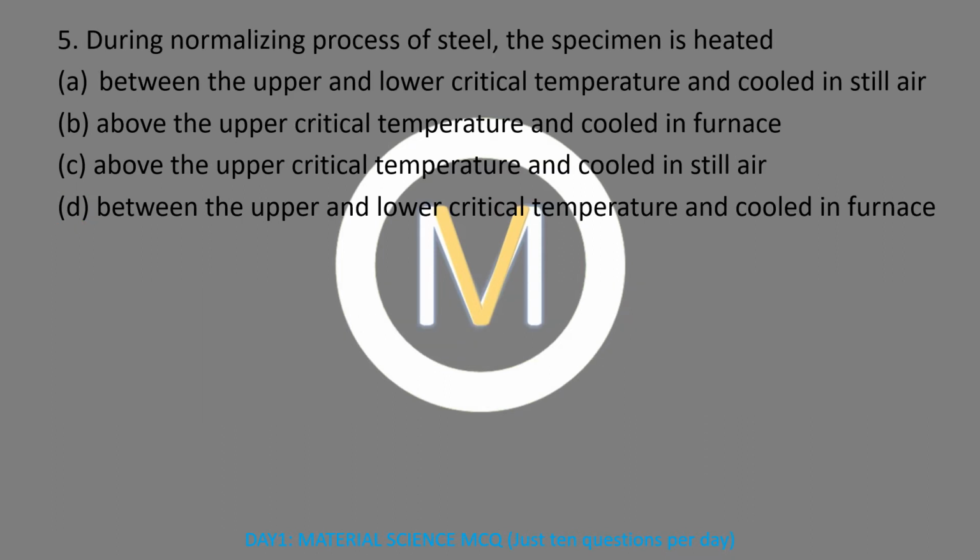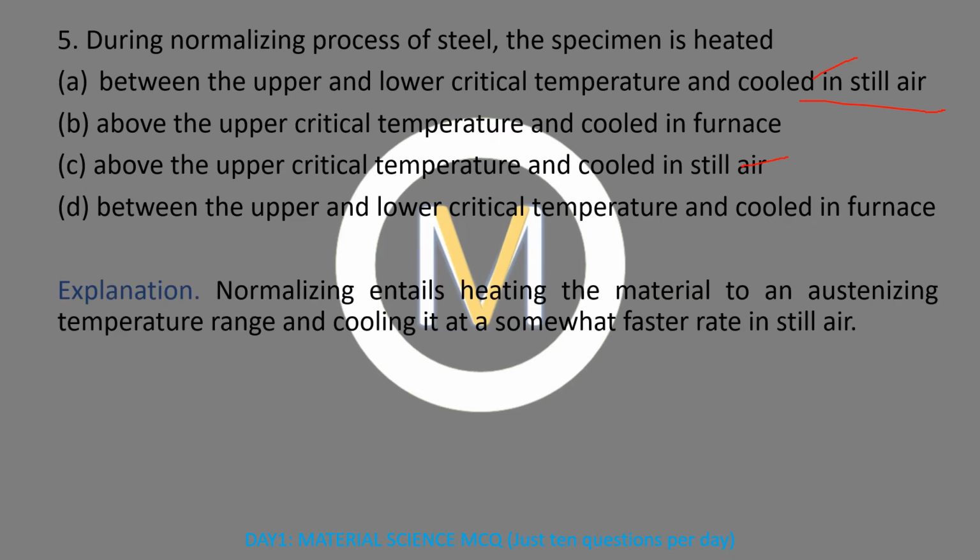Next is, during the normalizing process of steel, the specimen is heated between the upper and lower critical temperature and cooled in still air; above the critical temperature and cooled in furnace; above the upper critical temperature and cooled in still air; between the upper and lower critical temperature and cooled in furnace. So first remember that normalizing happens in still air. So we have option one and option two. We are not using a furnace for normalizing. So we have two options, and the normalizing happens above the upper critical temperature. So we have C as the right answer.